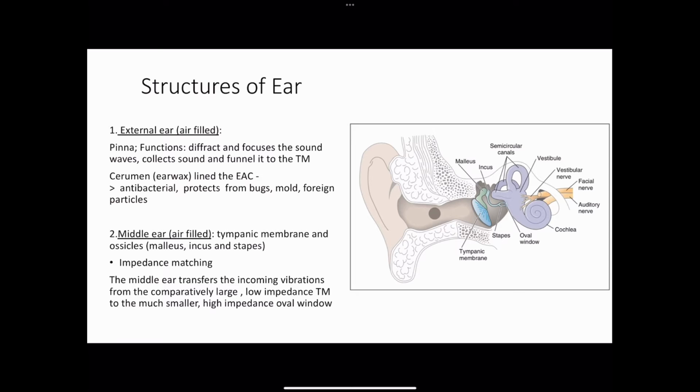We have the middle ear, which is also filled with air and consists of the tympanic membrane and ossicular chain. It is involved in impedance matching, which is a process in the transduction of sound. The middle ear transfers the incoming vibration from the comparatively large low impedance tympanic membrane to the much smaller high impedance oval window.